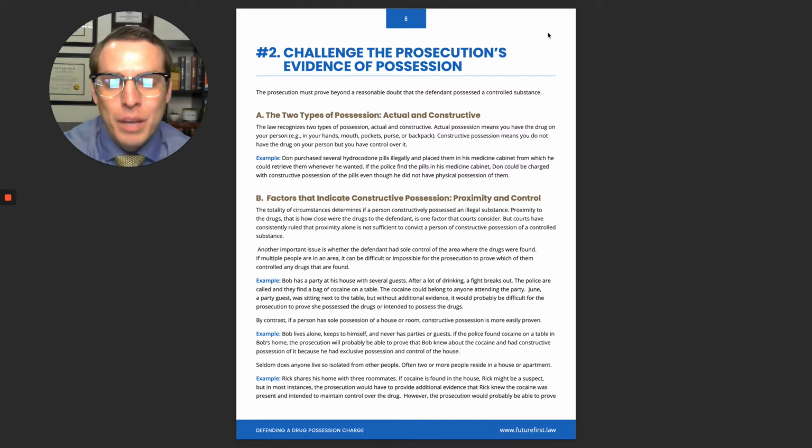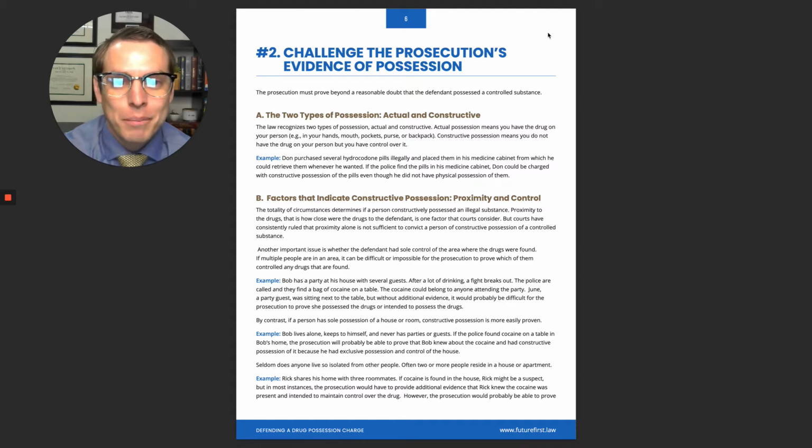The two types of possession: there's actual and then there's constructive possession. This is something you touch on in law school when comparing different cases, and of course we see it in our everyday life in the actual cases that we have here in Arizona. The law recognizes two types of possession, actual and constructive.